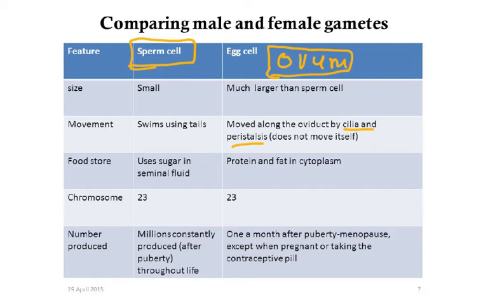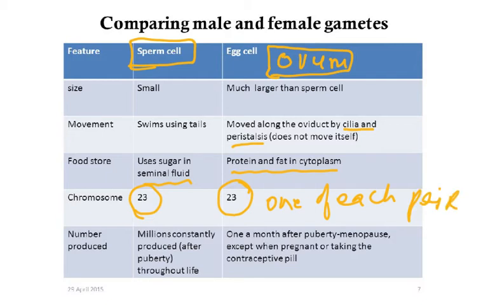Then the food store: the sperm uses sugar in the seminal fluid, and here the ovum uses the proteins and fats in the cytoplasm. The chromosome numbers in both are 23 because these are haploid cells and they have half the number of pairs. Like, for instance, in humans, there are 23 pairs, so in this, there will only be 23 chromosomes, one of each pair. Please, everybody, be very clear on this, one of each pair.